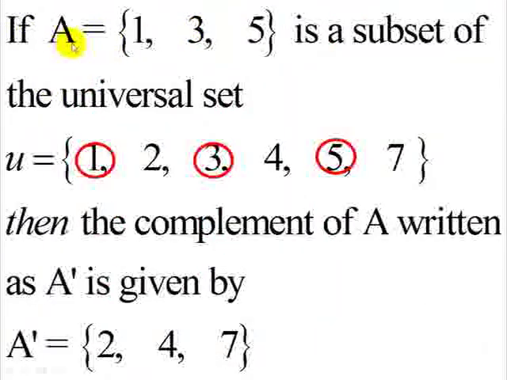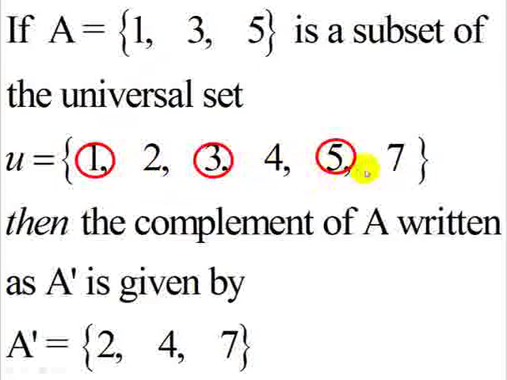Now, considering the set A, the elements are 1, 3, 5. A is a subset of the universal set, U equals 1, 2, 3, 4, 5, 7. The elements of the set A can all be found in the universal set, that is 1, 3, and 5. However, there are some elements that belong to the universal set U but do not belong to A. And the elements are 2, 4, and 7.